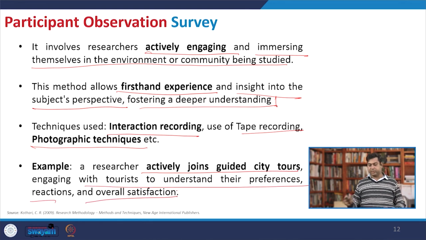reaction and overall satisfaction. So, in this case also you are observing, but you are involved with the tourist. So, in that case you just find out where they are going, etc. It is not like the previous one where you are not participating in that particular tourist group. So, it is from a distance you just observe and make certain kind of scoring and recording of the information. In this case it is different. So, you can participate and observe the behavior.